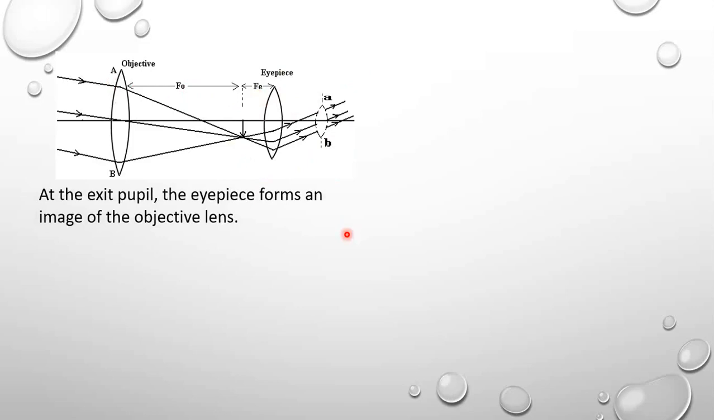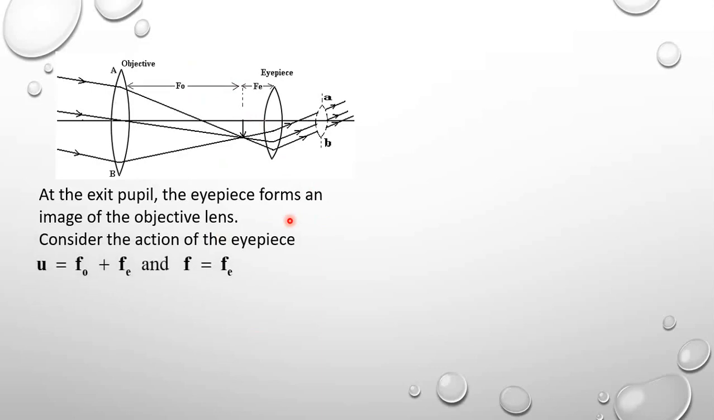So if I want to study the eye ring and I want to get this eye ring, consider this as the object distance, f naught plus fe, and then this is going to be the lens, and then we shall get its image. So at the exit pupil, the eye forms an image of the objective, as I've said. And so if you consider the action of the eyepiece, u is going to be f naught plus fe, and then f for the eyepiece is going to be fe.